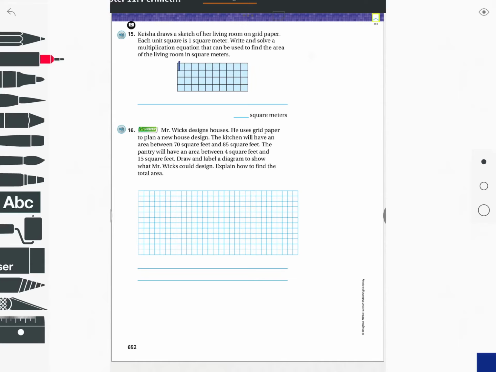So what I will do is I know this is 1, 2, 3, 4. This side is 4. And this is 1, 2, 3, 4, 5, 6, 7, 8, 9, 10. This side is 10. So to find the area, I need to do 4 times 10, or you can even do 10 times 4, and the answer is 40. So the area of her living room sketch is 40 square meters. Okay, the last one.